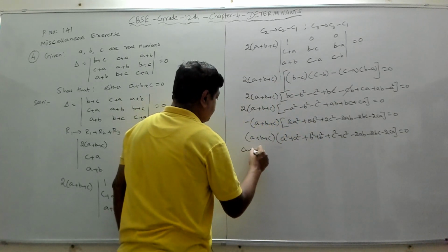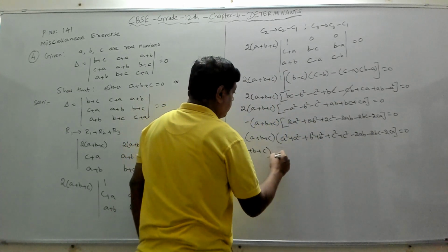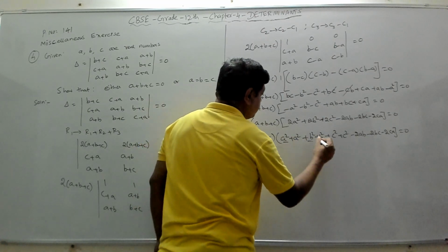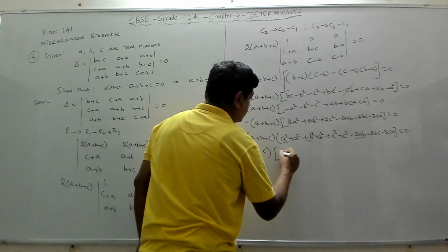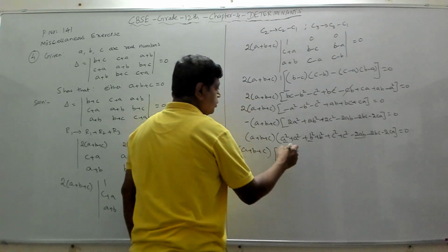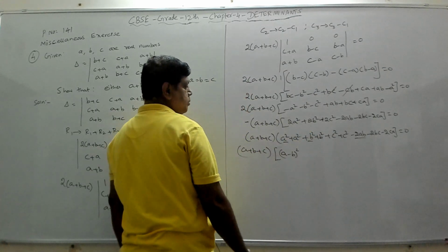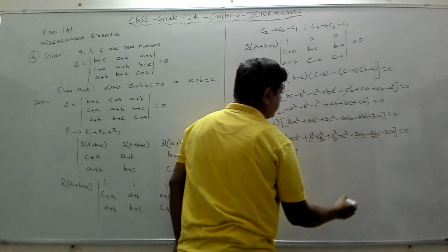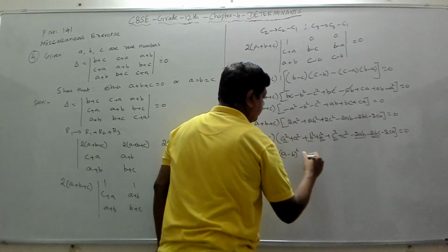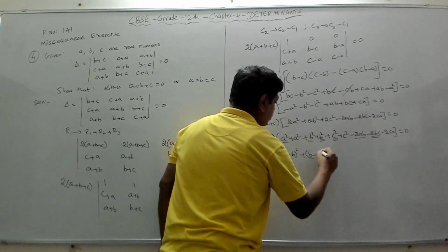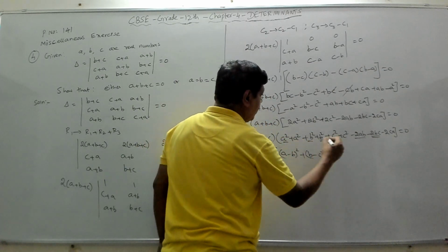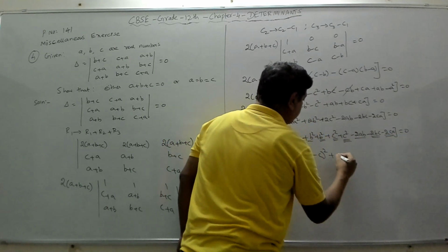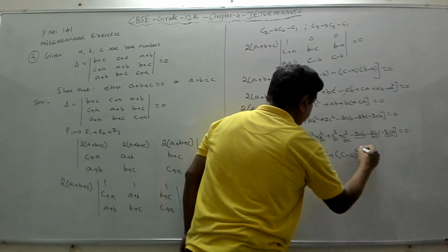Now a plus b plus c into this can be written as, if you take this, a square plus b square minus 2ab is a minus b the whole square. So these 3 terms will become a minus b the whole square. Now if you take b square plus c square minus 2bc, the double lines, that will become b minus c the whole square, plus if you take the triple lines, c square plus a square minus 2ca will become c minus a the whole square equal to 0.